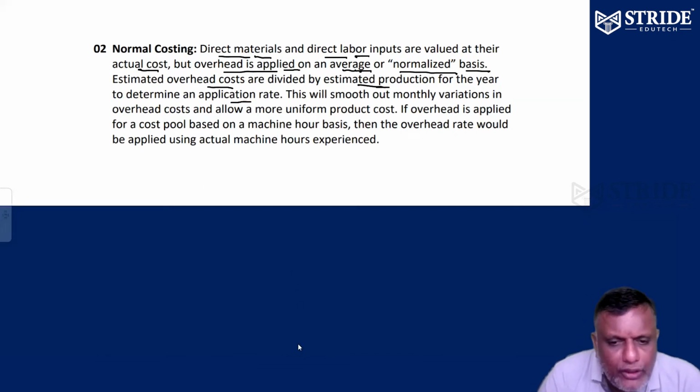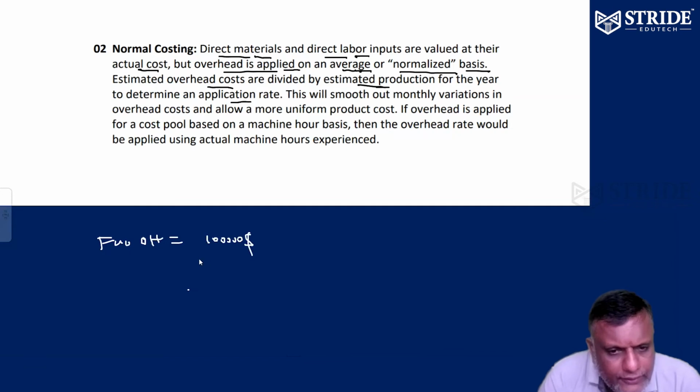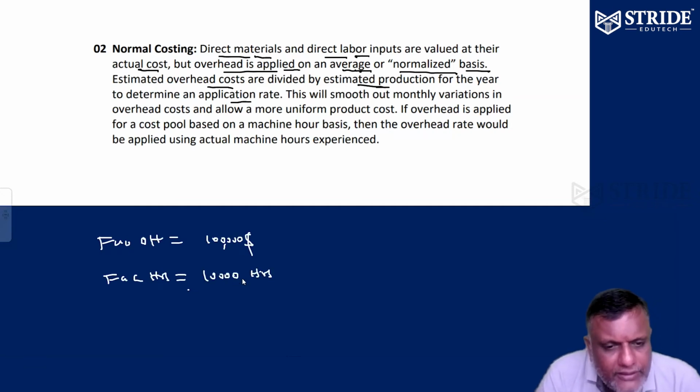That's it. Okay. So I'm going to tell you here. For example, in a factory, the factory overhead expenses are $100,000. Factory hours are 10,000 hours, or machine hours, 10,000 hours. Factory overheads, $100,000. What is the factory overhead, or work overhead, per hour?